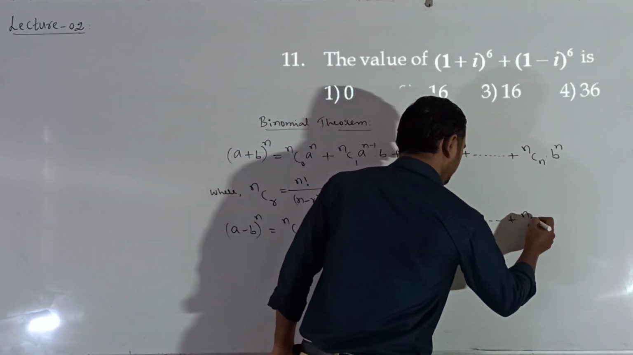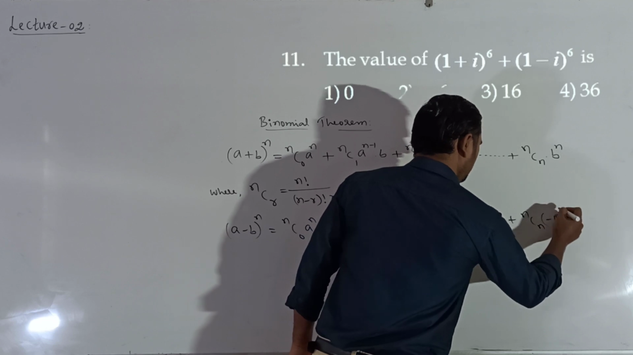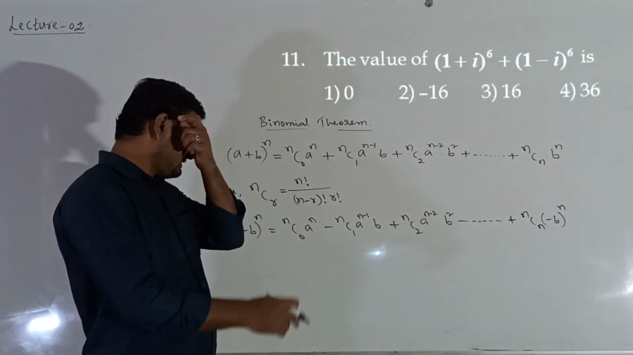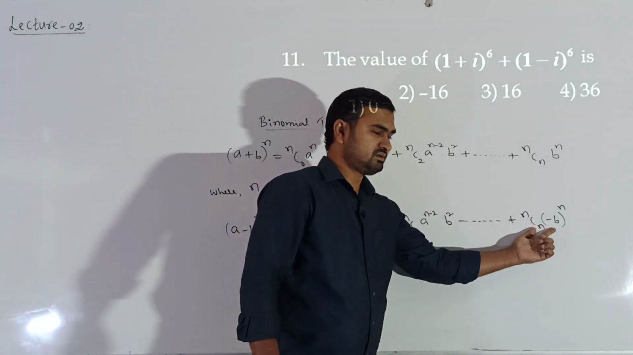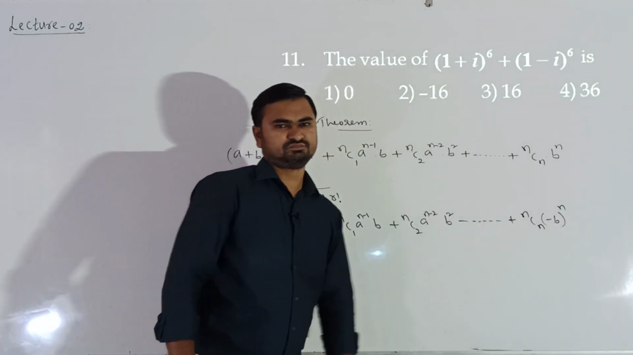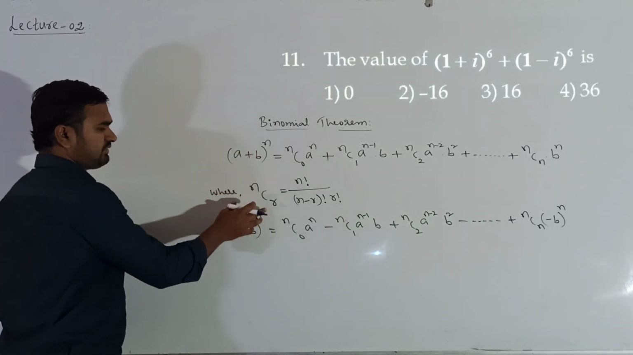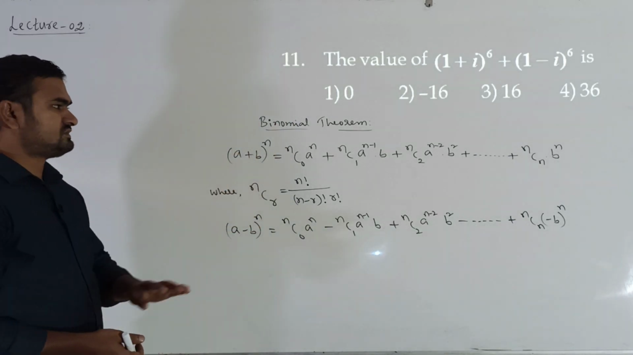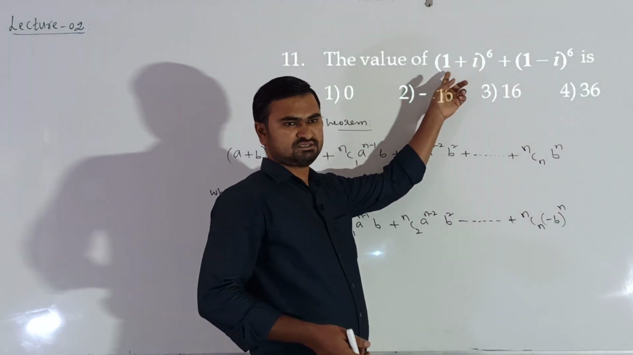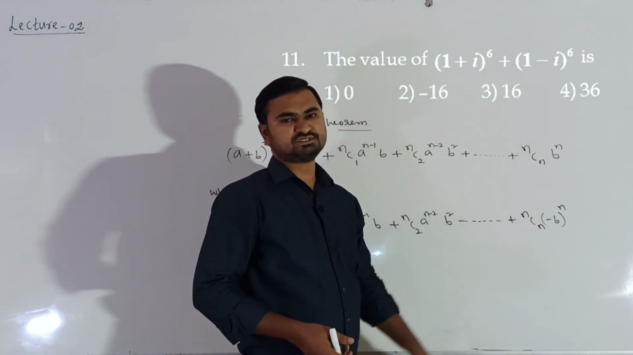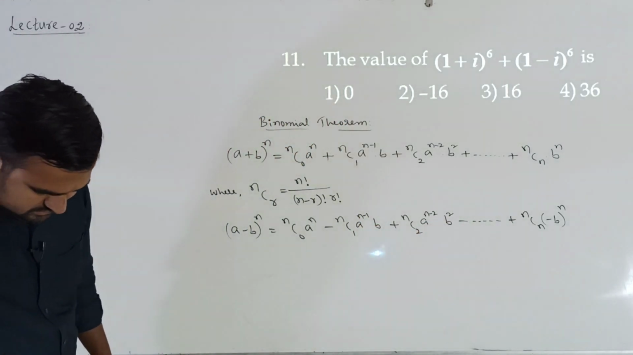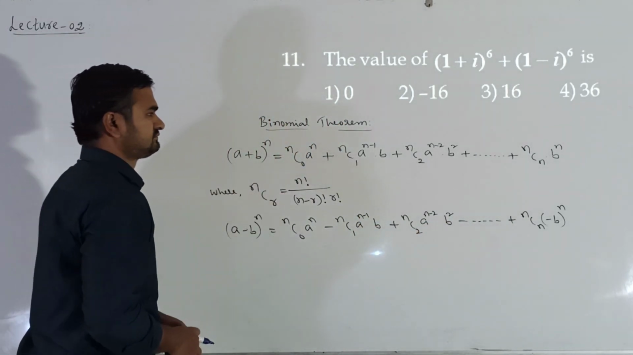Now, the last term depends on the power. If the power is even, the last term will be positive. If the power is odd, the last term will be negative. So this is the binomial expansion. Using this formula, I can expand (1 + i)^6 and (1 - i)^6, then we can add these two terms. So note down the formula.